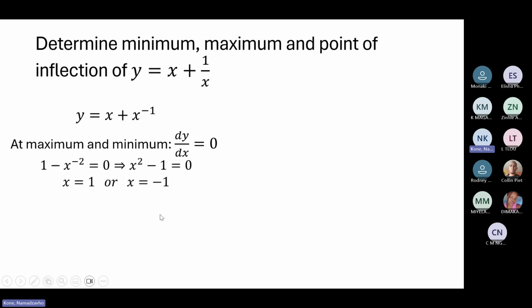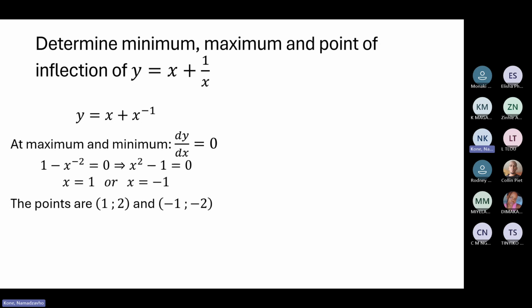And then you do the same. x is equal to -1. You go and put it there, -1, and you put -1 there. Then you'll get -1 -1. So y for x equals -1 will be -2. And the points will be (1, 2) and (-1, -2). Now, the thing is, we don't know now which one of these two is a minimum and which one is a maximum.